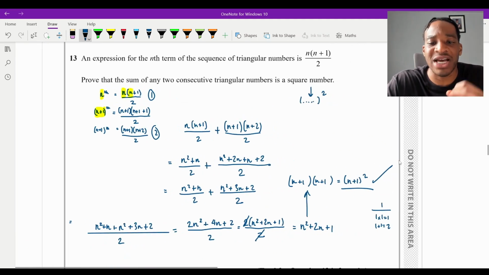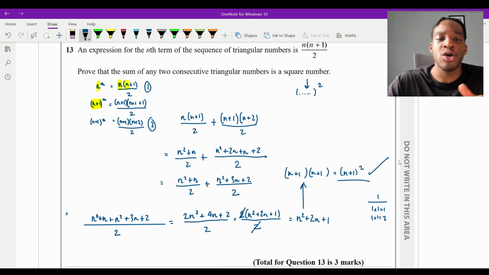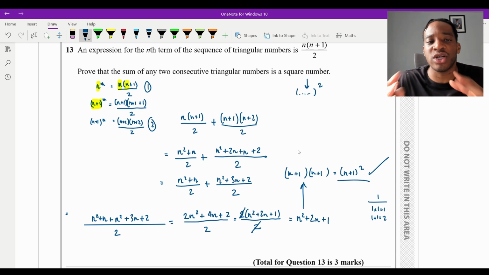And in GCSE, they're not that strict, but in A-level maths, you should always write a little conclusion. So what you could say is that you've got this here, and you could say, therefore, the sum of any two consecutive triangular numbers is a square number. Just a little statement. They're not too strict in GCSE, but it's always a good habit, especially if you want to do A-level maths as well.